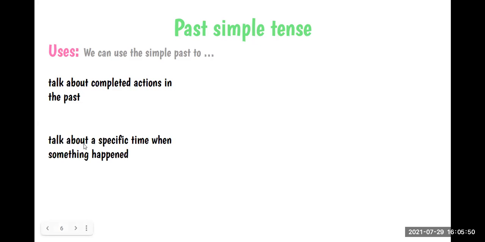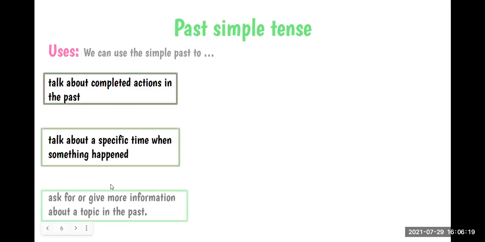To talk about a specific time when something happened. Something I want you to notice is the sentence in the example: I have visited Brazil. Ese es para el presente perfecto, ¿cierto? Y la otra oración decía, I went to Brazil last year. Entonces, cuando utilizamos el pasado simple, especificamos el tiempo en cuando realizamos esta acción.